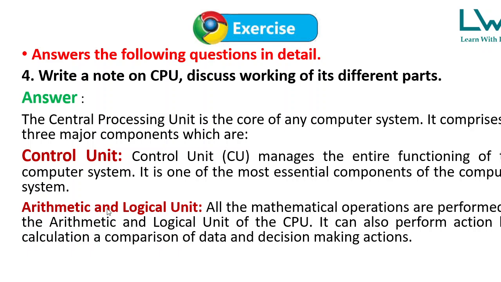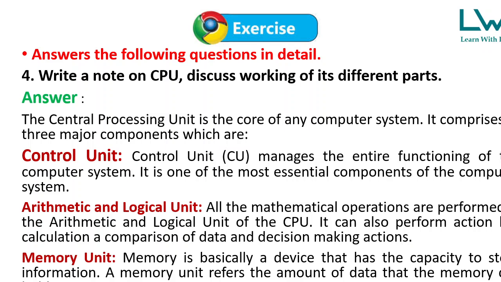Next is arithmetic and logic unit. All the mathematical operations are performed in the arithmetic and logic unit of the CPU. It can also perform actions like calculation, comparison of data, and decision-making actions. Third one is memory unit. Memory is basically a device that has the capacity to store information. A memory unit refers to the amount of data that the memory can hold.